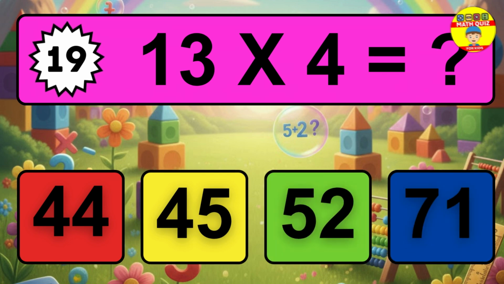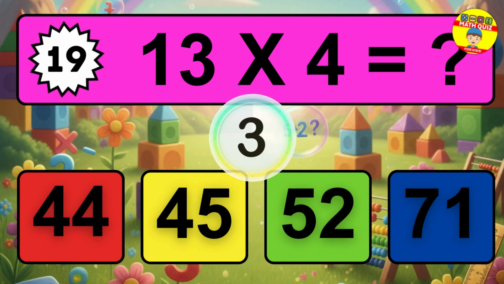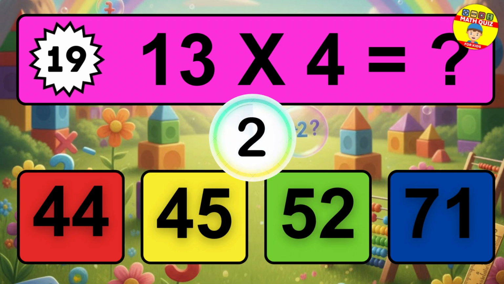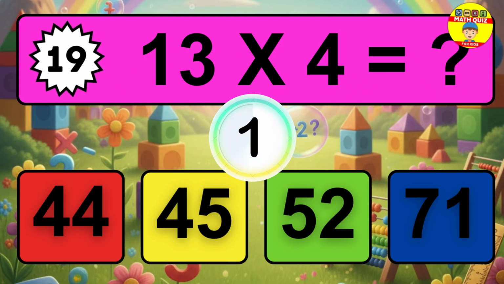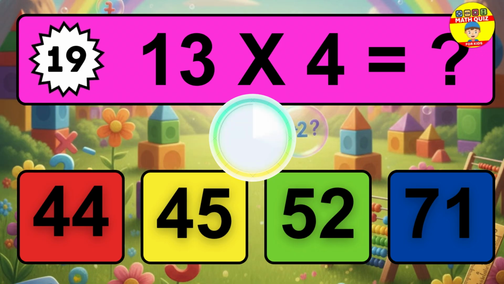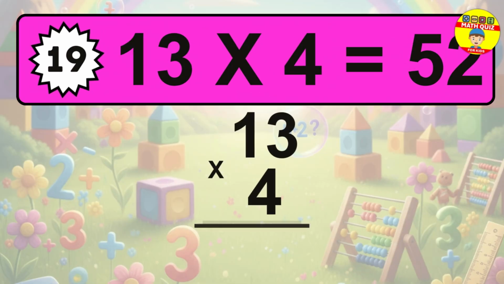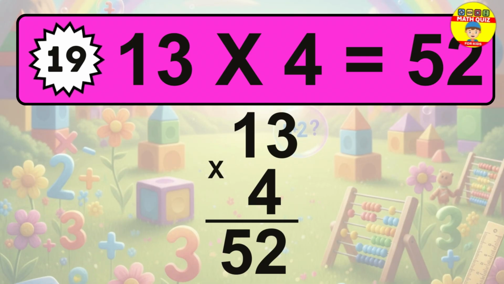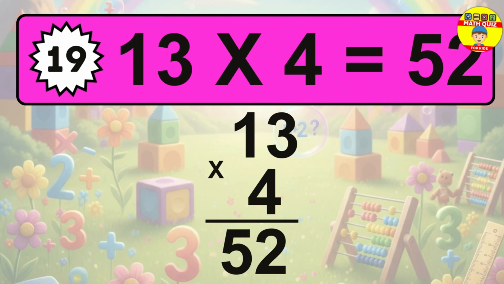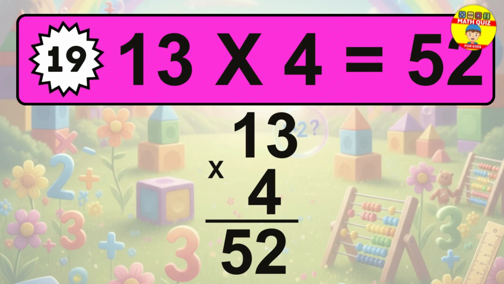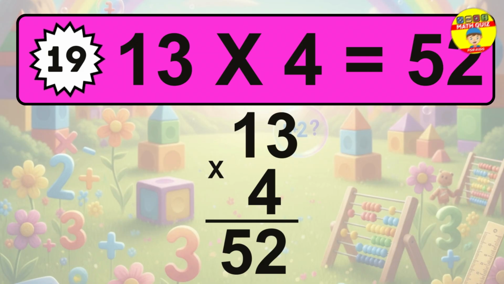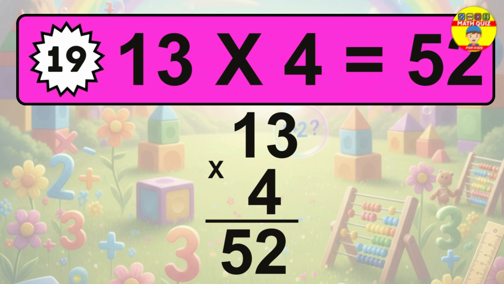Question 19. 13 times 4 equals what? So the answer is 13 times 4 is 52. To calculate, we have 13 groups with 4 balls each one. So how many balls do we have? 52 balls.